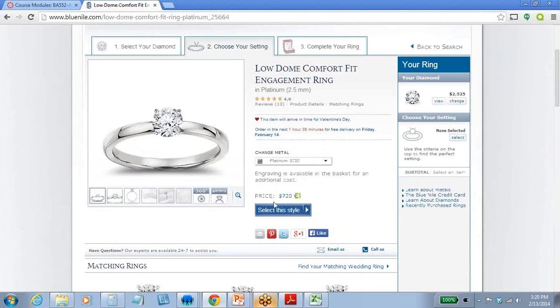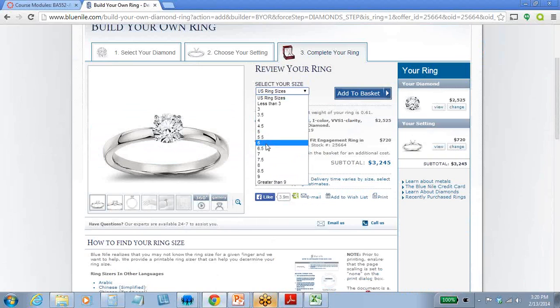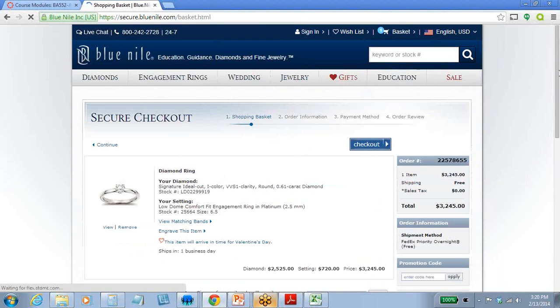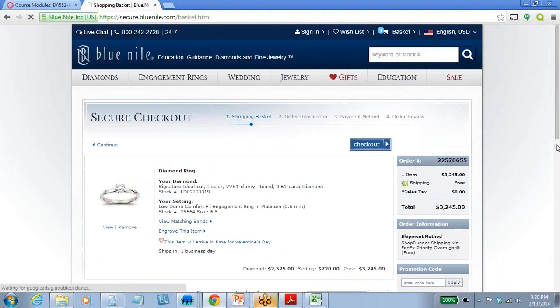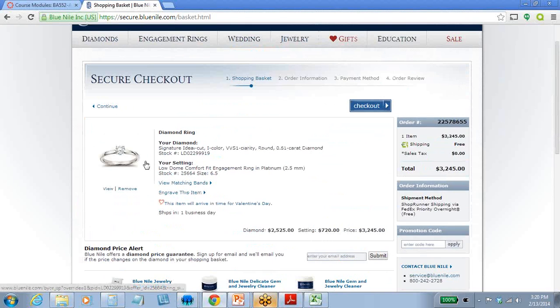So I put in my metal. I've selected this style, and I get the ring size, which is 6, actually 6.5, and I add it to my basket. And it says if I order it within the next hour and 40 minutes, that they will deliver it by tomorrow. So this is a totally custom built, custom diamond, which they can deliver in less than 1 day, which is pretty amazing. So that is known as mass customization.